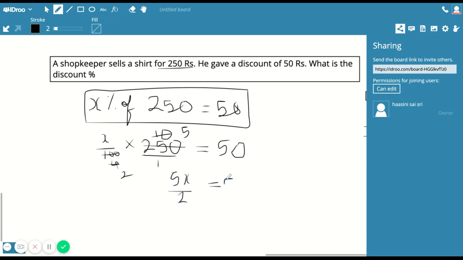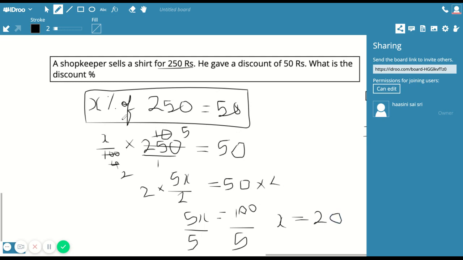So if I further solve this, to eliminate 2, I have to multiply with 2 on both sides. So 5x will be is equal to 100, and if I want the value of x, I have to divide both the sides with 5. Divide this side with 5 and divide this side also with 5. So my final answer will be x is equal to 100 divided by 5 is 20.